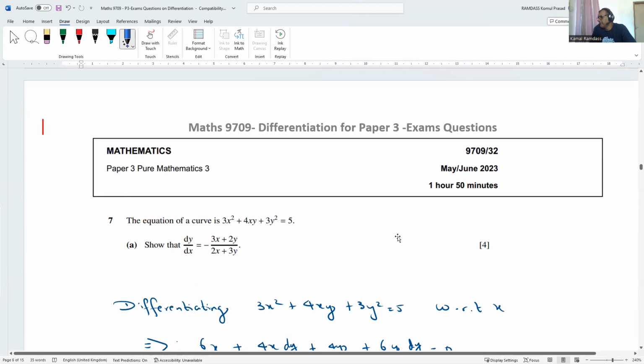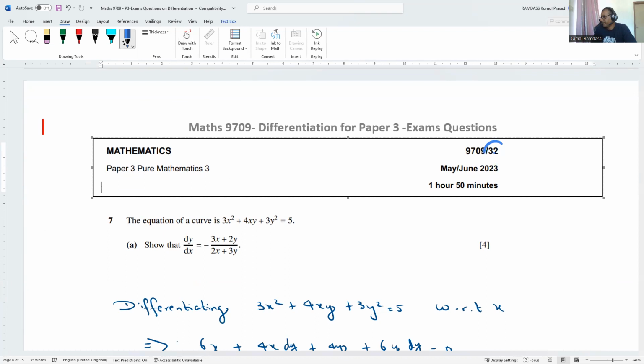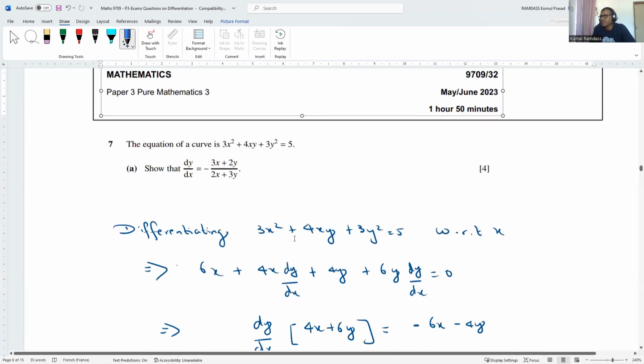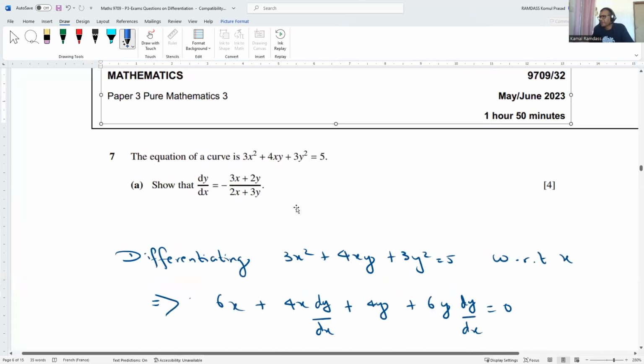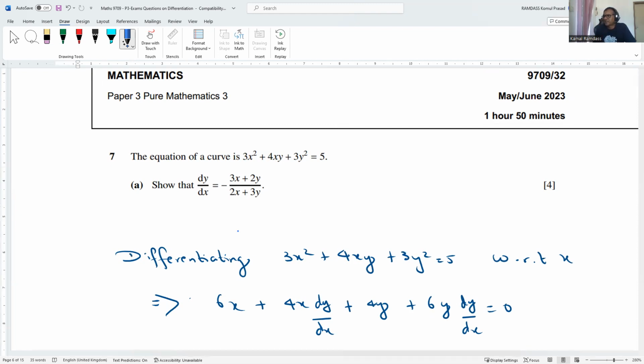Bon, papier mai-juin 2023, papier 3, version 2. The equation of a curve is 3x squared plus 4xy plus 3y squared is equal to 5. Show that dy by dx is equal to minus 3x plus 2y divided by 2x plus 3y.